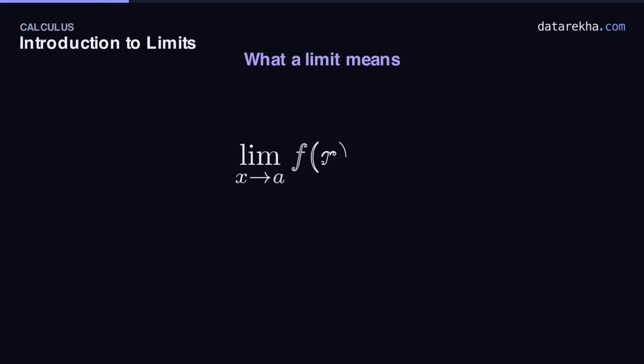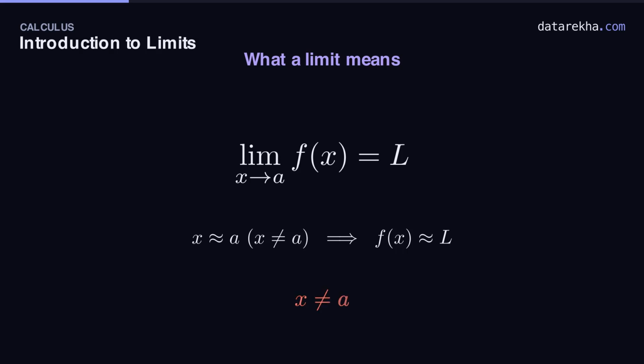Let's read this notation slowly, because every piece earns its place. The limit of f of x as x approaches A equals L. In plain words, whenever x is very close to A but not equal to A, the output f of x is very close to L. As close as you could ever want, just by getting x close enough.